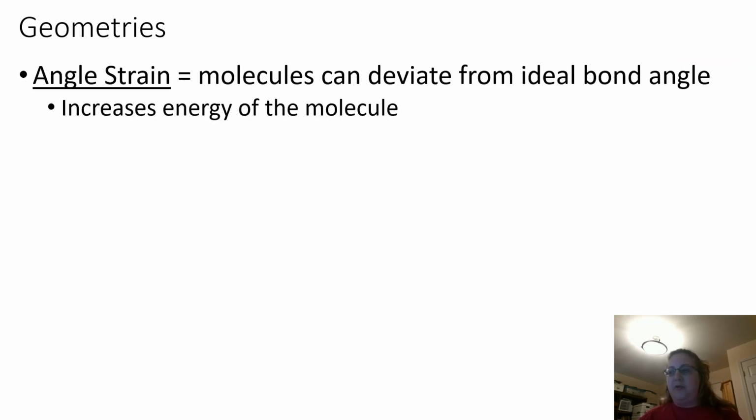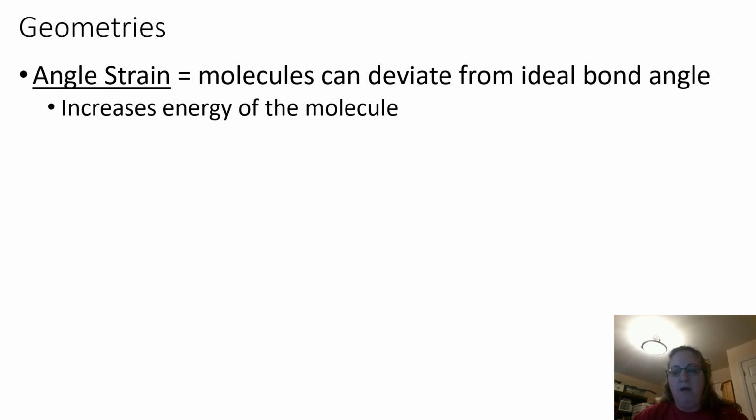So with our VSEPR theory, we do have these angles that you want to memorize or know, the ideal bond angles for each of those electron geometries. But what we are going to see is there is some angle strain associated with a lot of the molecules that we're going to be looking at. And angle strain comes because our molecules are going to deviate from those ideal bond angles under certain conditions. It's called a strain because this deviation from ideal is going to cause an increase in the molecule's energy. So the farther that we deviate from ideal, typically the higher the angle strain, the higher the energy associated with the molecule.